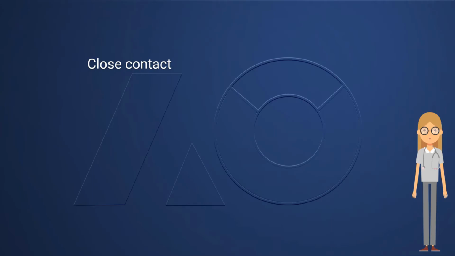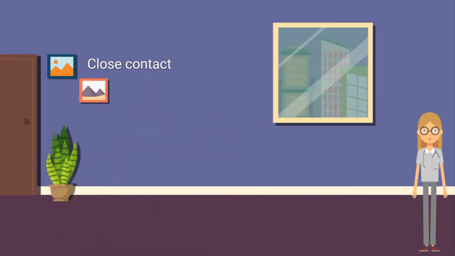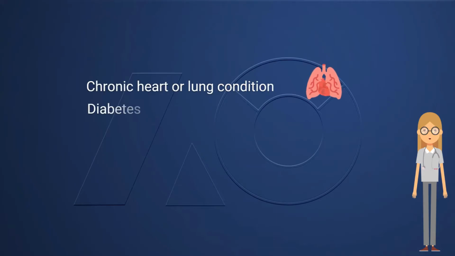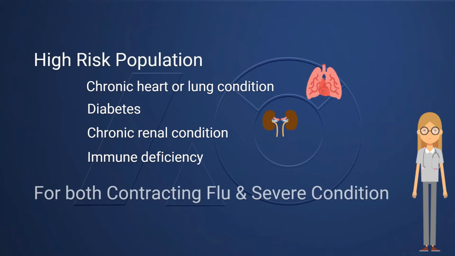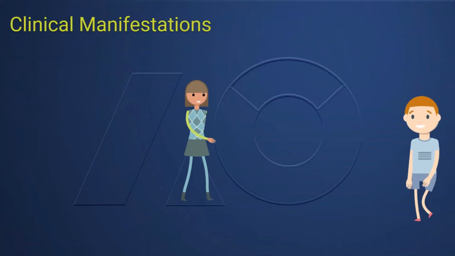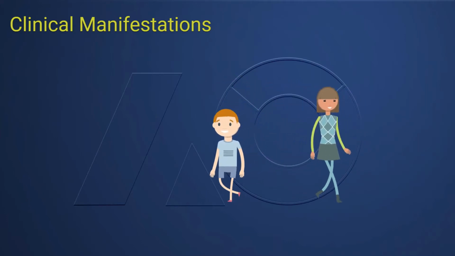Following this trend of thought, school-age children, younger children in daycare centers, and elderlies in nursing homes are at higher risk for getting flu. Adults and children with chronic heart or lung condition, diabetes, chronic renal disease, or immune deficiency are at higher risk for not only contracting flu, but also a much more severe condition. The communicable period is 1 to 2 days before and 2 weeks after onset of clinical manifestations.